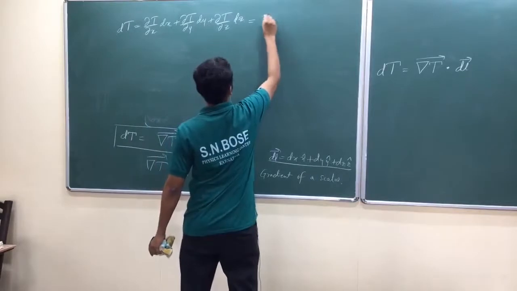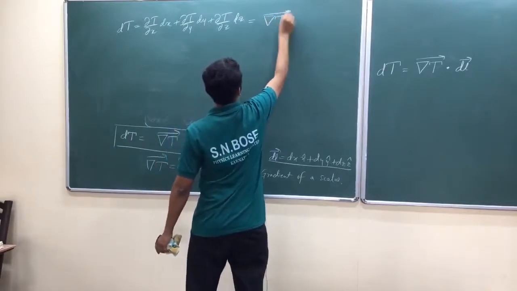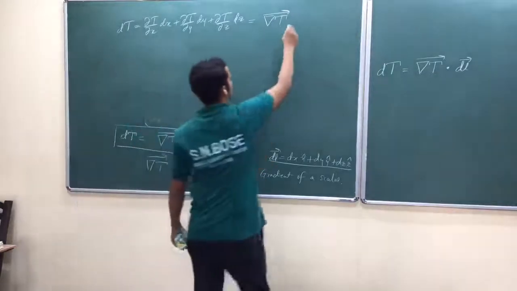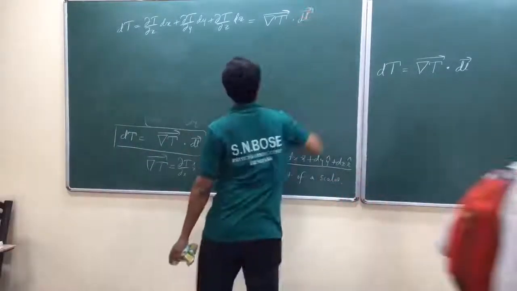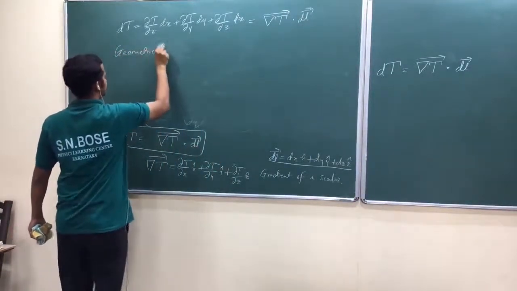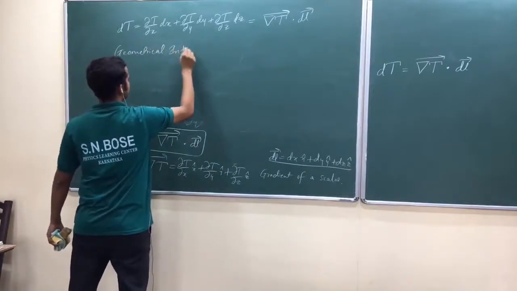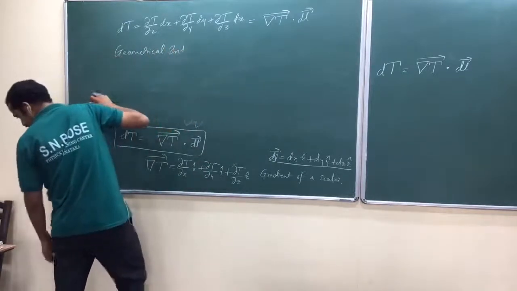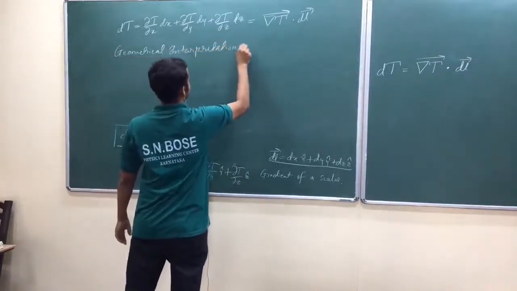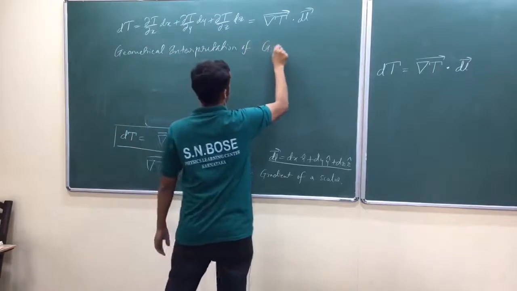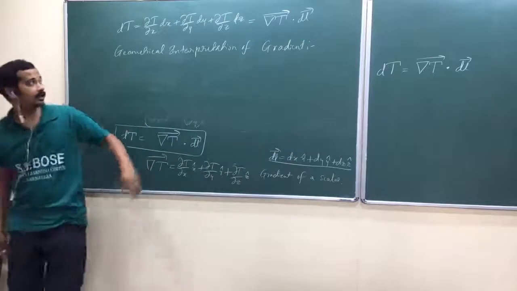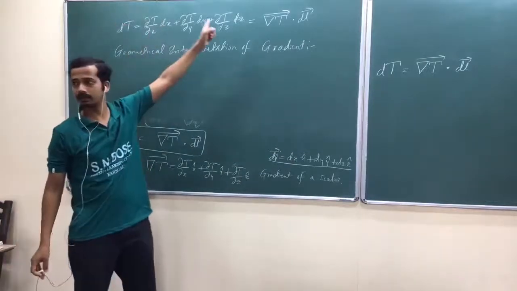That's equal to what we have written, gradient of T. We define that one like this, dot dl. Am I right? Dot dl. Now let me take the geometrical interpretation of gradient. Remember, we defined gradient by taking this one, isn't it? By initially taking this definition.